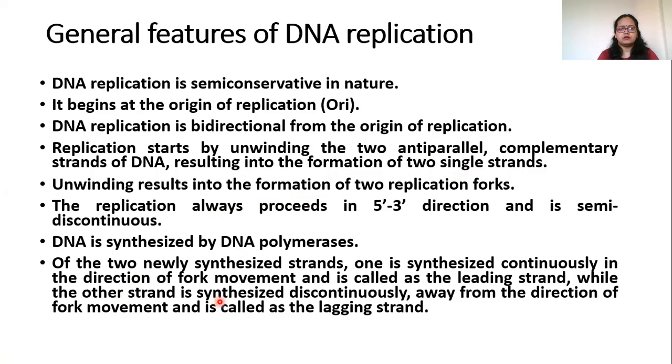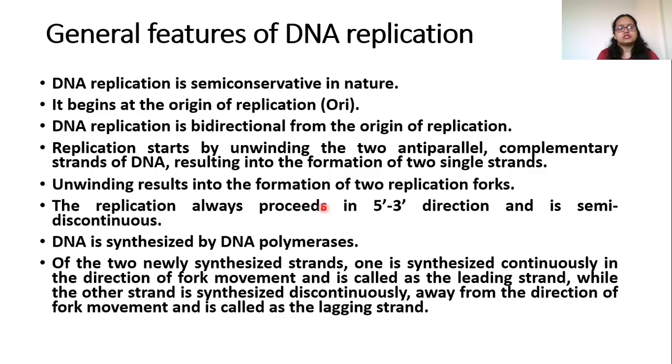Okay, so suppose, for example, you take a rope and pull apart its two strands, then what will happen? A bubble-like structure would be created, and at the two ends of the bubble, the structure which is formed is called a replication fork.